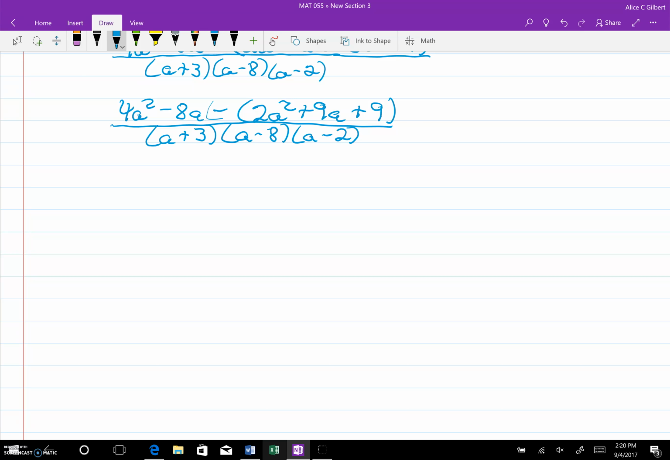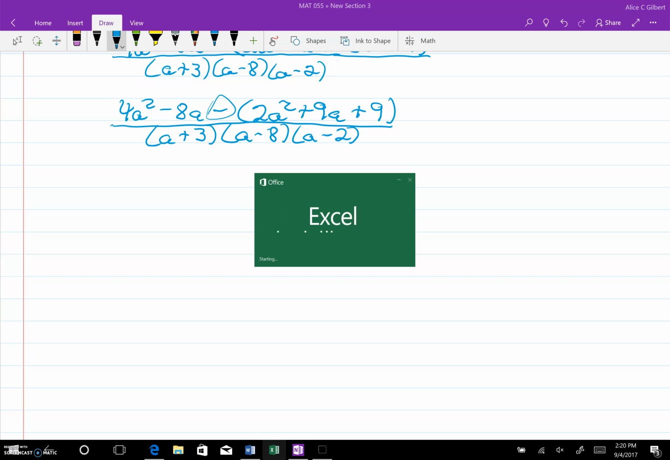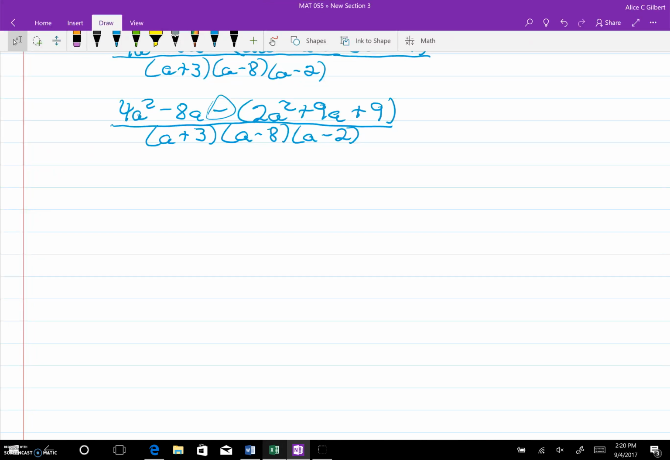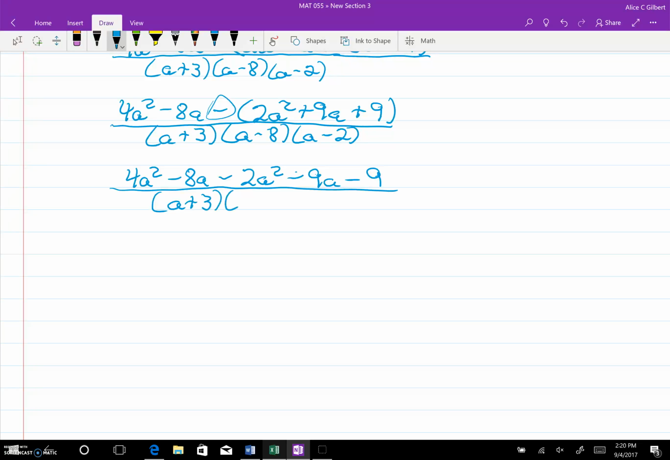Now I'm going to go ahead and distribute this negative. So I've got 4a squared minus 8a. Negative times a positive is negative 2a. Negative times a positive is negative 9a. And negative times a positive is negative 9. All over a plus 3, a minus 8, and a minus 2.